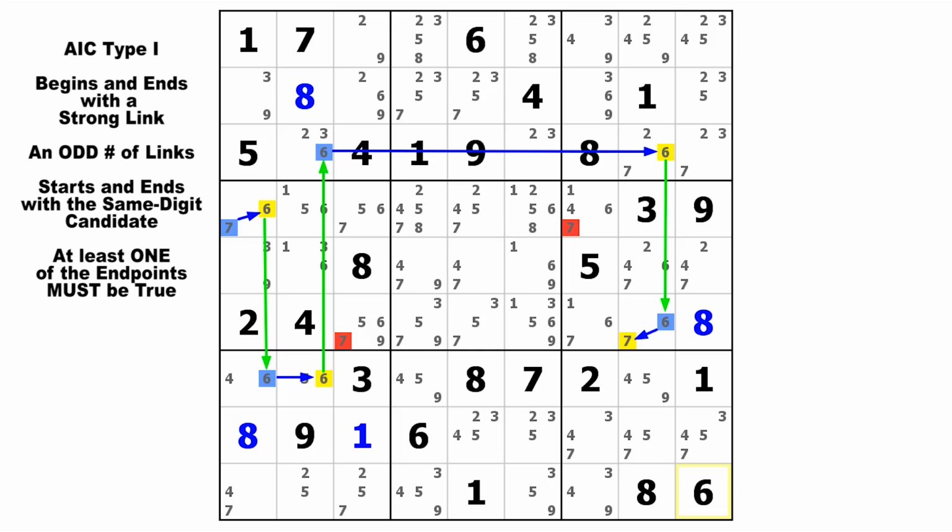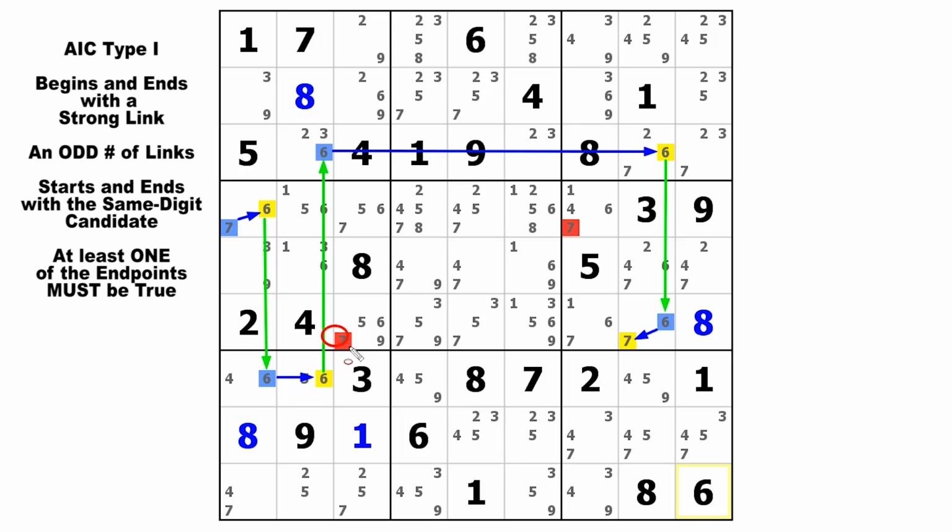You can say with certainty, if A is false, then B is true, even though those two endpoints do not see each other. It is an effective strong link. So because we know that one of these two endpoint 7s must be true, we can eliminate any other 7 that can see both of those endpoints. And in this diagram, there are 2.